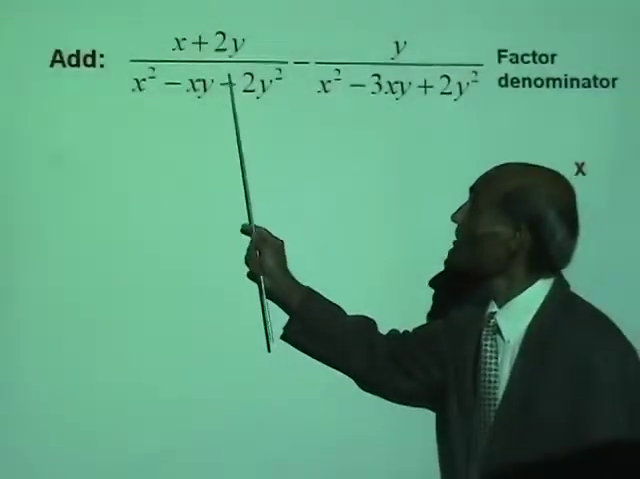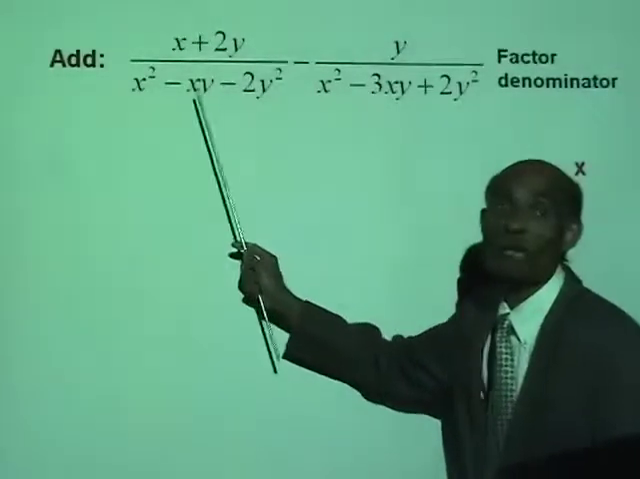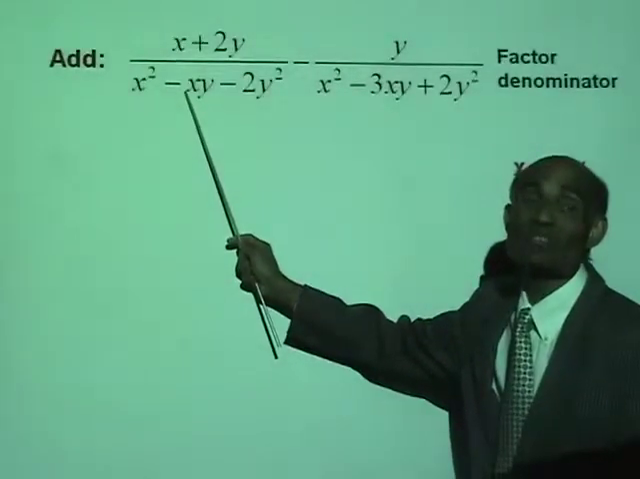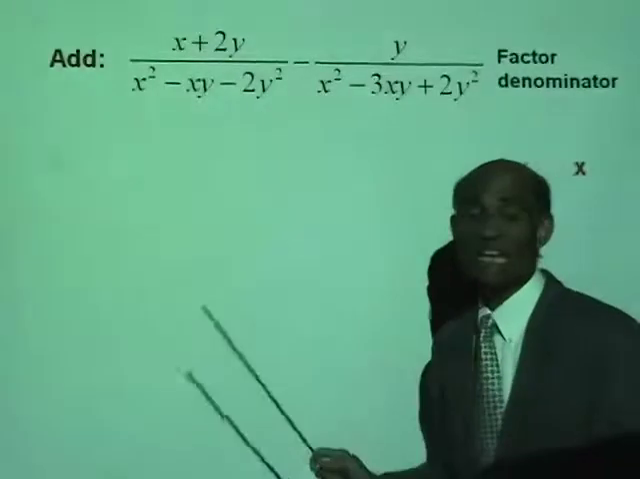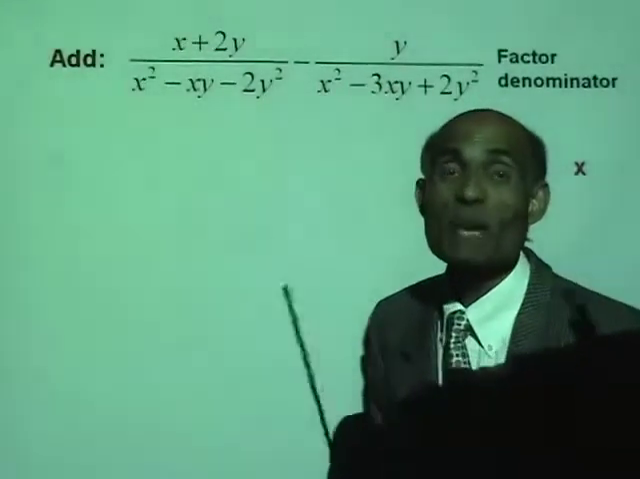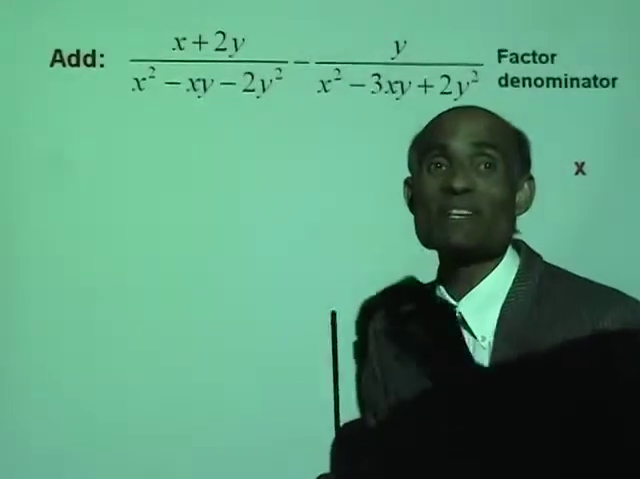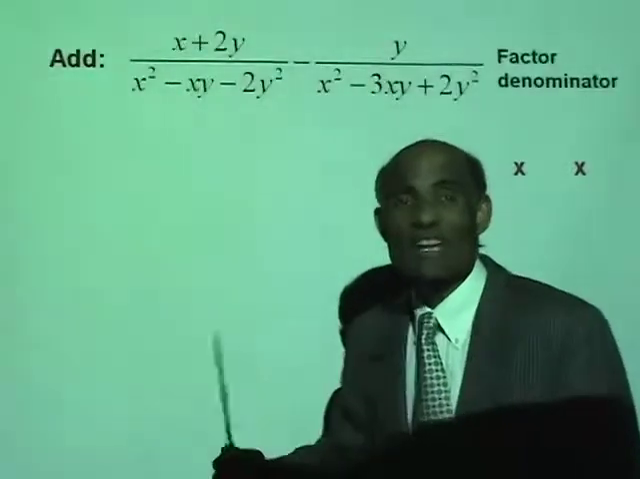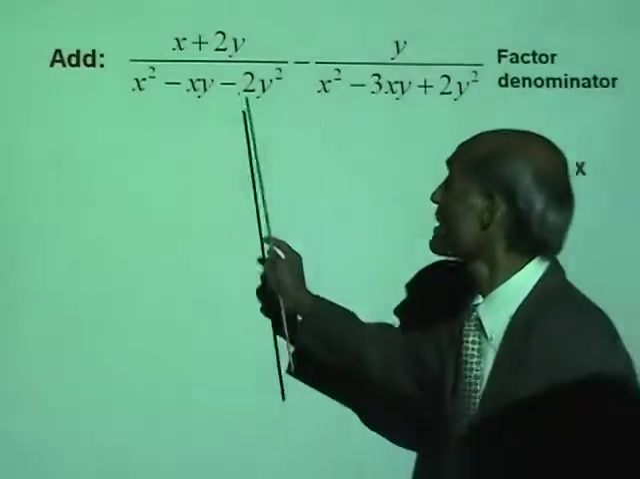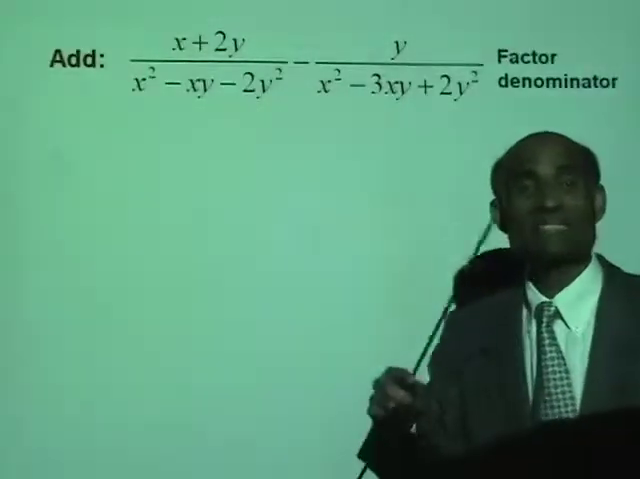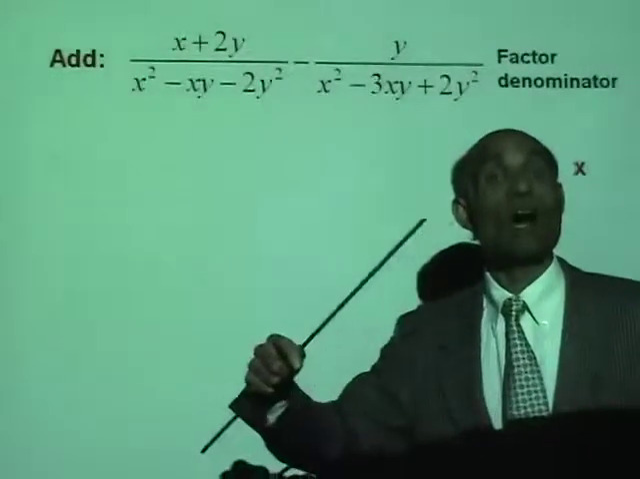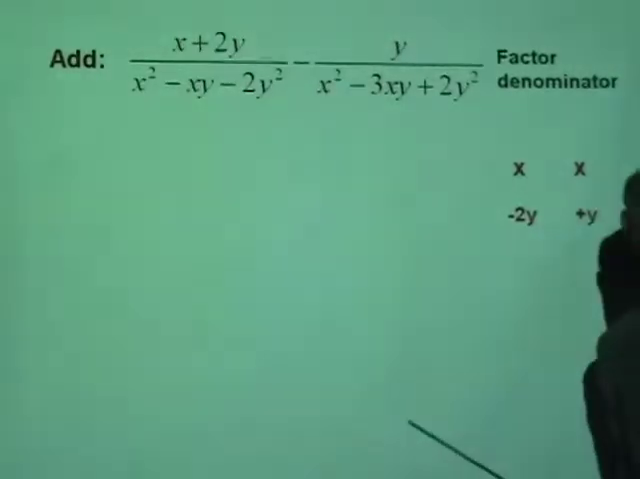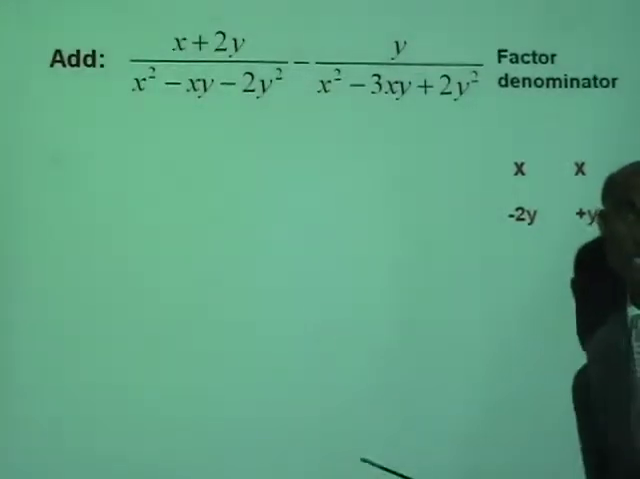Okay, now factor the negative 2y squared for me, keeping in mind that the middle term is going to be a negative 1xy. When you factor a negative 2y squared, it's going to be a positive times a negative. Since when you add, you've got to get a negative number, you've got to factor negative 2y squared as negative 2y times positive y. That is very clear to you.